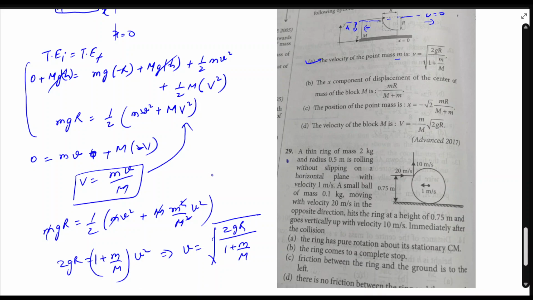Now, let's move on to our B option. So B option is saying the X component of displacement of center of mass of the block, capital M, right?